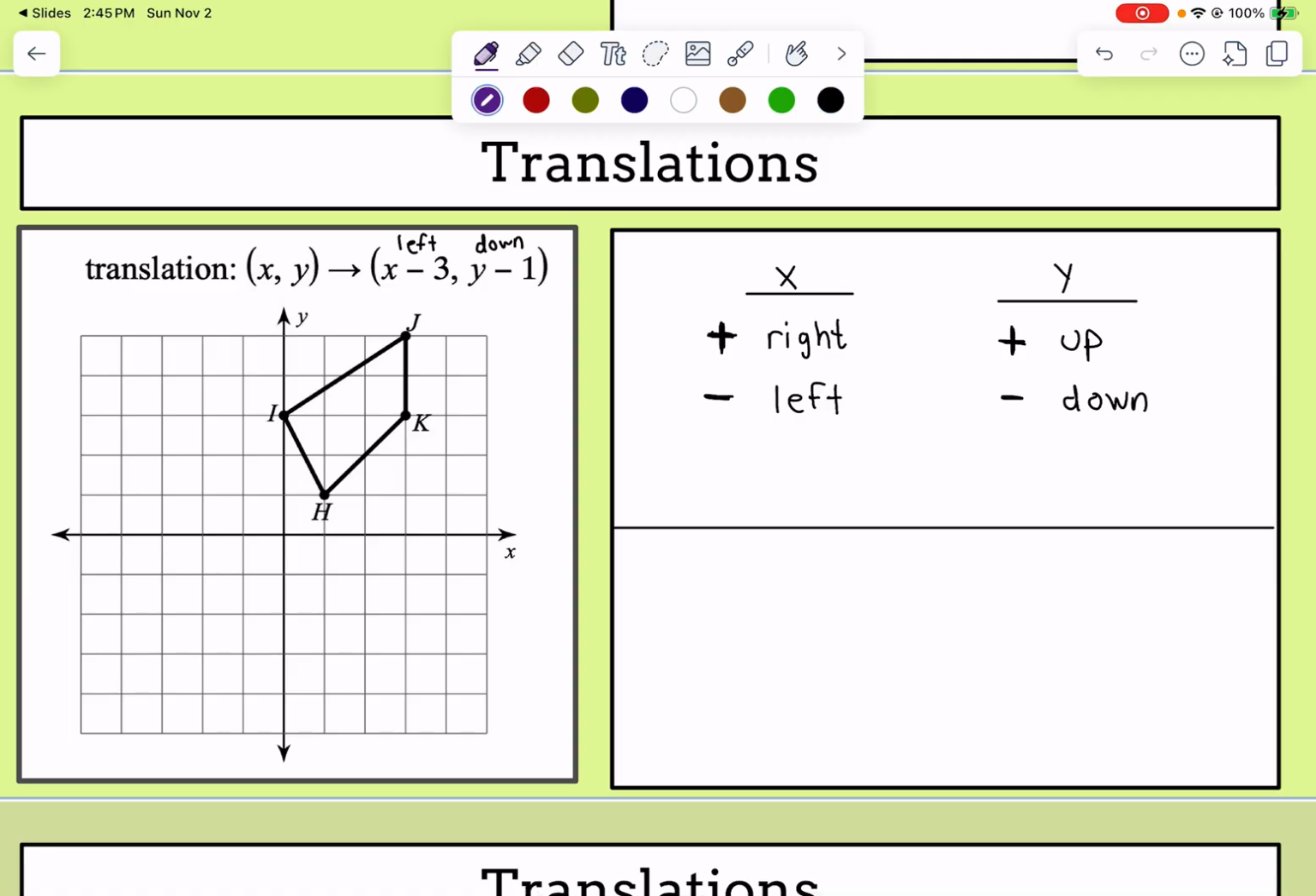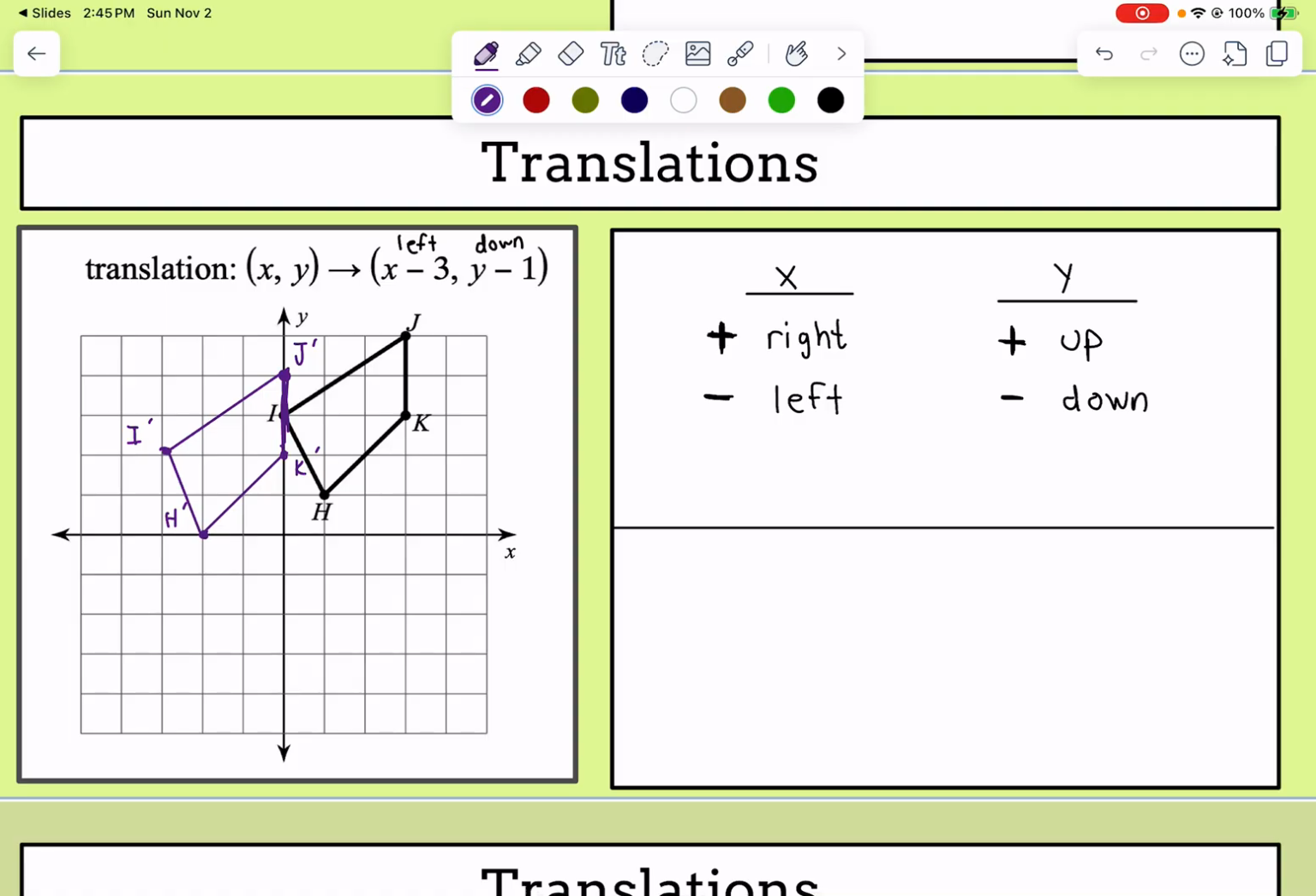So I can take each of these points and just go left 3 and down 1. All right, so that would give me J prime, left 3, down 1, that's I prime, left 3, down 1, H prime, left 3, down 1, K prime. Okay. So I do think most students like this method more than the second one I'm about to show you, but it is good to see both so that you can pick.